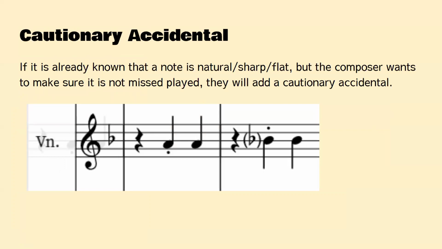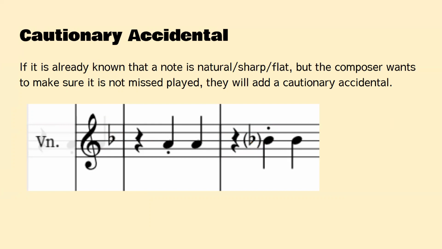There can be a cautionary accidental. This is if it's already known that something is natural, sharp or flat, but the composer wants to make sure that it's not misplayed. So for example, for this one, once again with the key signatures, trying not to get too much into that, this note is B. You remember it's a G clef, so G, A, B. But since there's a flat here, that means everything that goes on this line should be flat. But whoever wrote this put a flat here in parentheses, like, all right, we already know it's a flat, but just in case, so you don't play it wrong, we'll put it there.